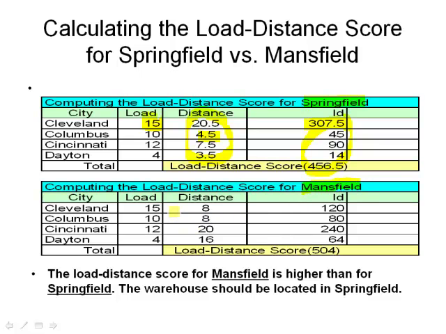So the distance between Mansfield and Cleveland is 8, and then we multiply that by the load, and we get 120, and so on. Add those up, and then we compare the two. The load distance for Springfield is 456, the load distance for Mansfield is 504, so to the extent that minimizing transportation costs is our objective, Springfield is going to give us a little bit better performance.